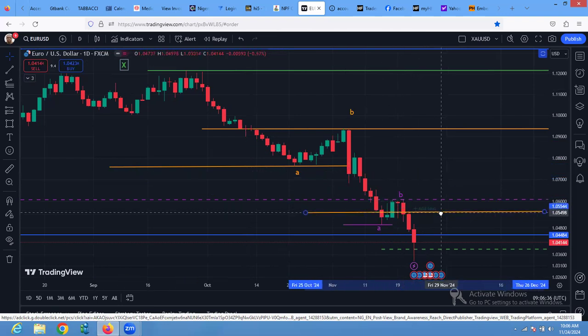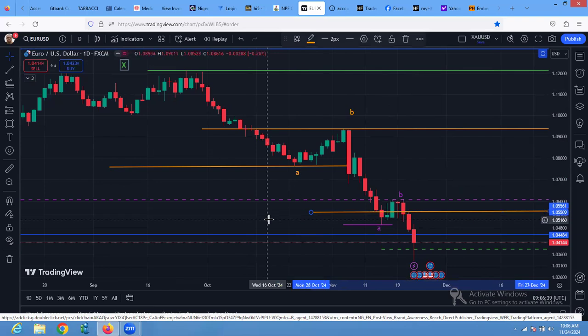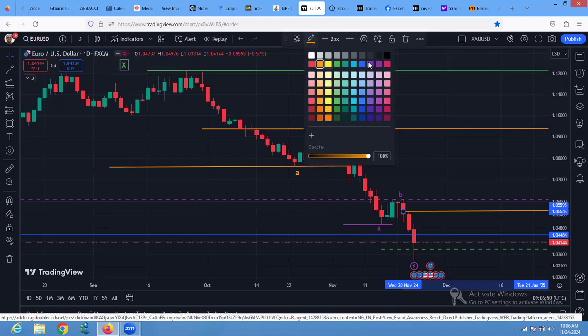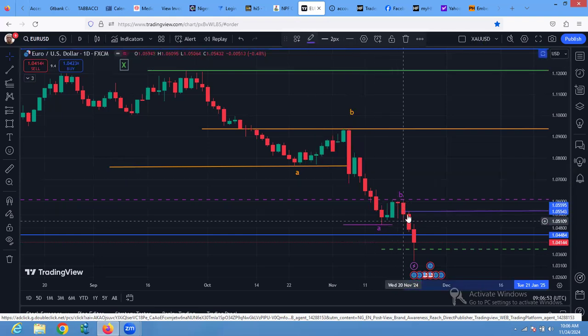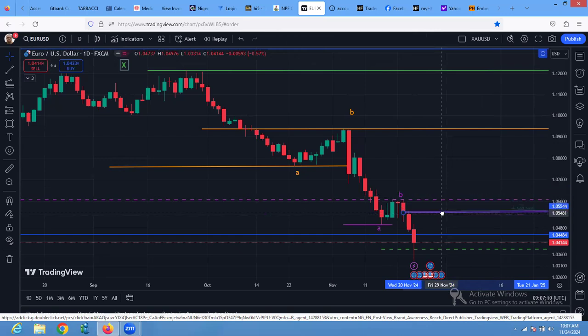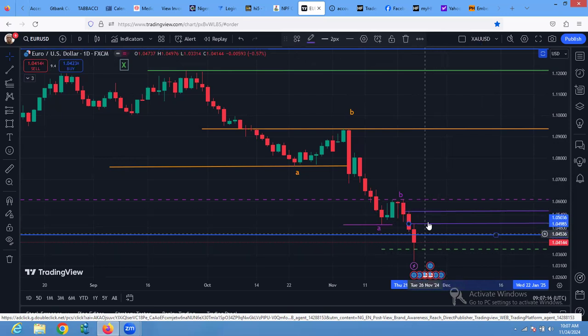The correction might not take out that area. So what do I see in that area? I see a 1 and I see a 2 and I see this part of a 3. So it might just be a 3-1 and we're going to have probably a 3-2. A 3-2 might be deep, maybe towards this area. This is the zone I would expect this price to pull to before we go down again.